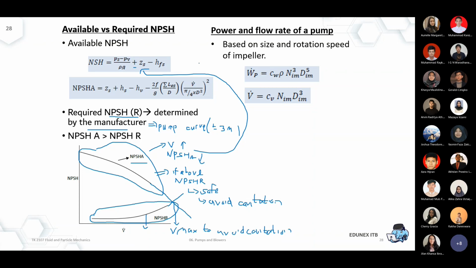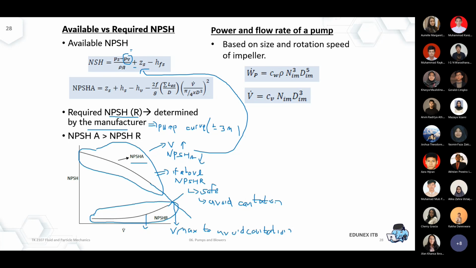Which one will change when the flow rate changes? Is it the PV, sir? So PV is the vapor pressure. That's the physical property of the liquid. So if it starts to vaporize at 5 kPa, for example, at the same temperature, it will still vaporize at 5 kPa. So it's purely determined by the physical properties of the fluid.